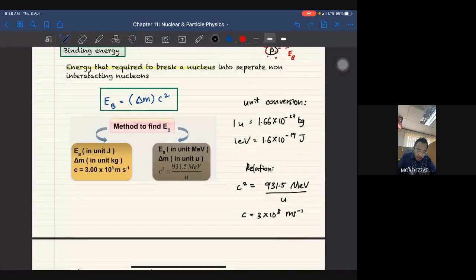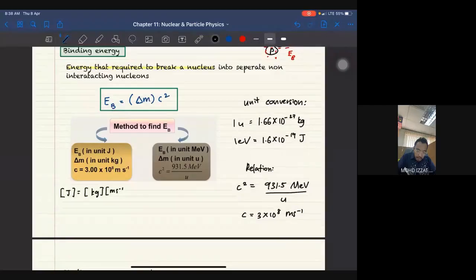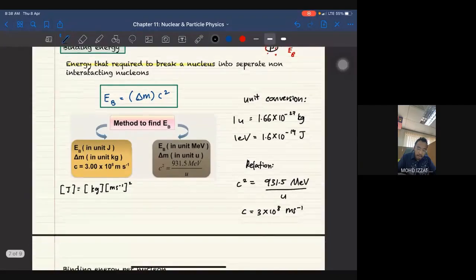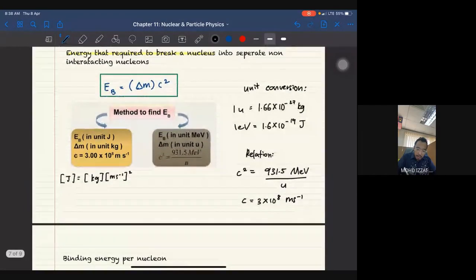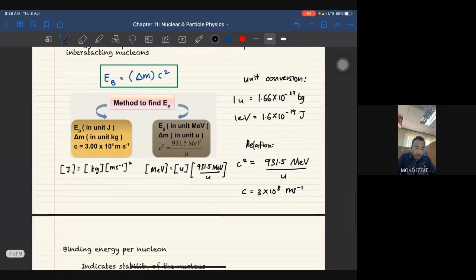So if I use EB in joule, that means my mass will be in kilogram and my C is in ms minus 1 square. Okay, let's say if my EB is in MEV, then I can use my mass in U and C square as my 931.5 MEV over U. Okay, you don't have to square. Dia dah square siap number tu. Okay, ada soalan tak?